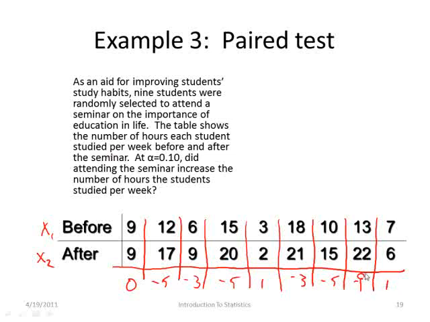Now, if the seminar did work, and I took these differences just like I did, then what would I expect a lot of these differences to look like? That is, what values would I expect? I would expect to see a bunch of negative numbers down here, and the reason is because we said if the seminar worked, that means that the after population should be larger than the before population.